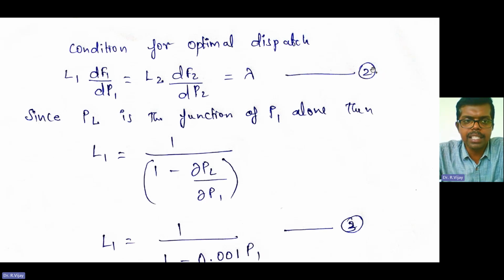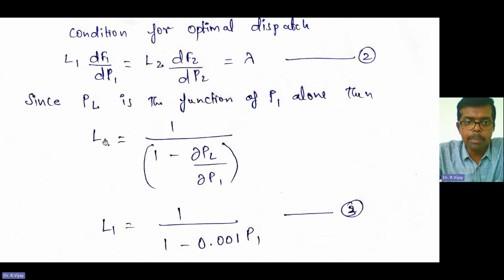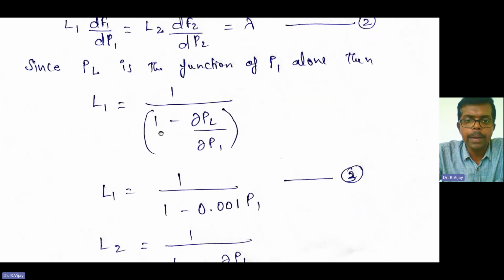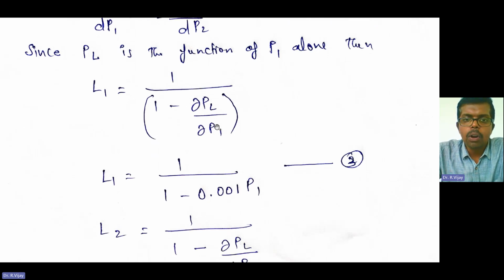Take this as equation number 2. Since PL is a function of P1 alone, that is, the power loss equation is a function of P1 alone, L1 is equal to 1 divided by 1 minus dou PL divided by dou P1. So we need to differentiate dou PL with respect to P1.